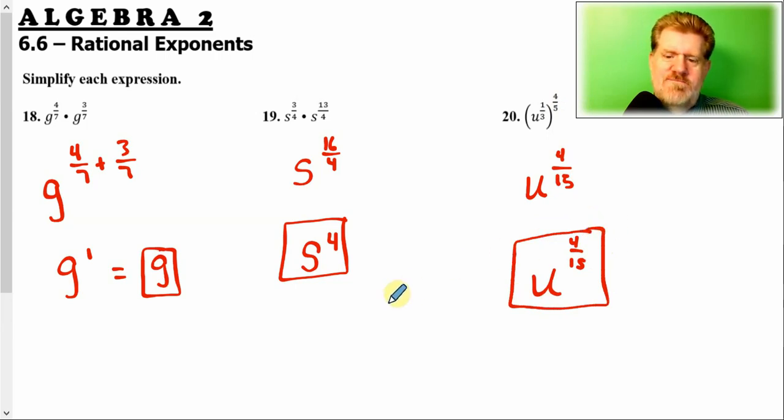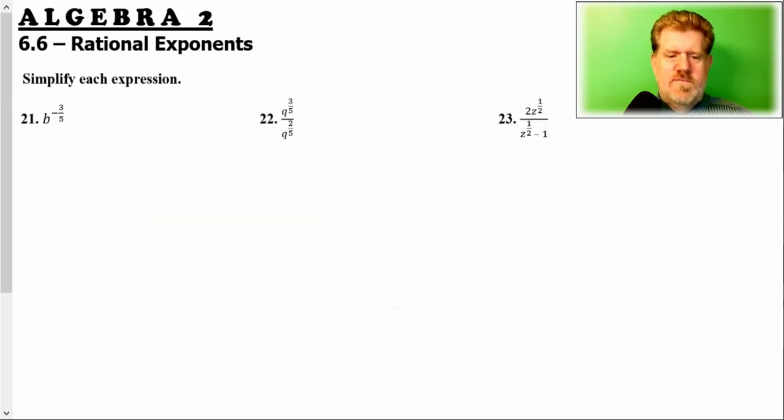All right. There we go. All right. Simplify each expression. Now, remember that it doesn't say write in radical form, so we're going to leave them with fractional exponents. But when we say simplify, we have to remember what these mean. That's b to the negative 3/5. So it means I've got 3/5 on the bottom.